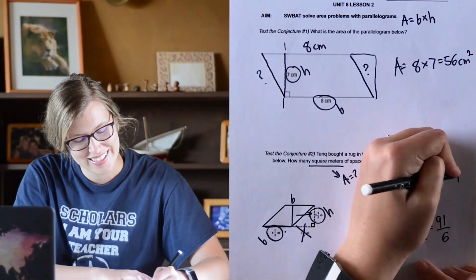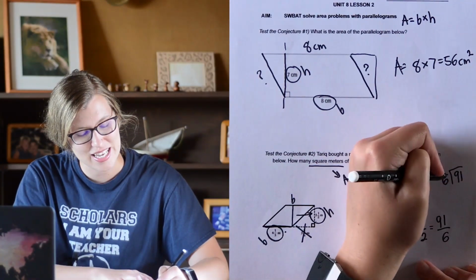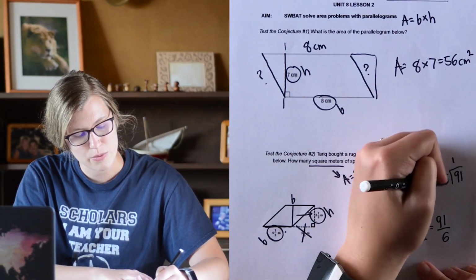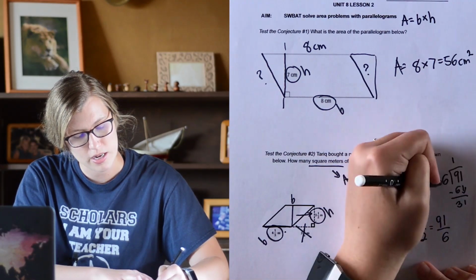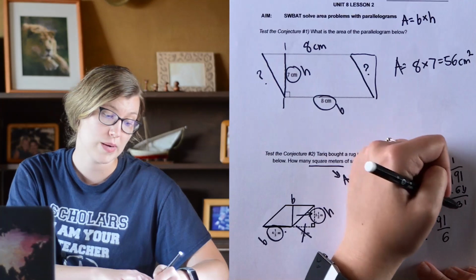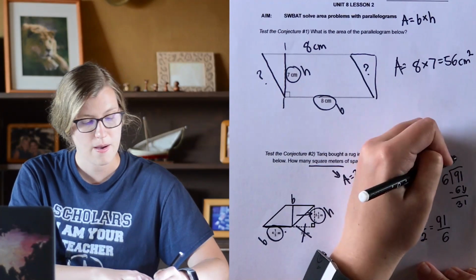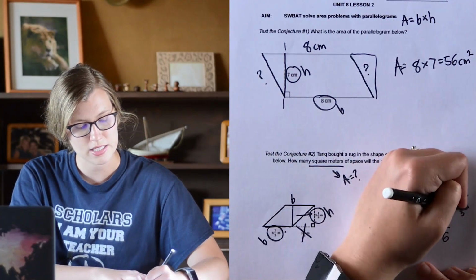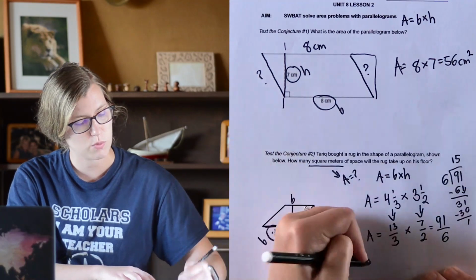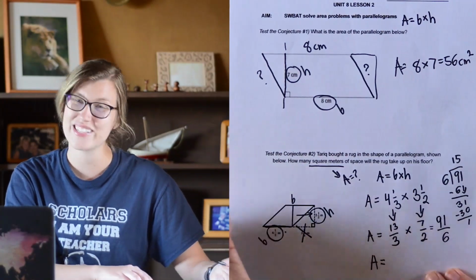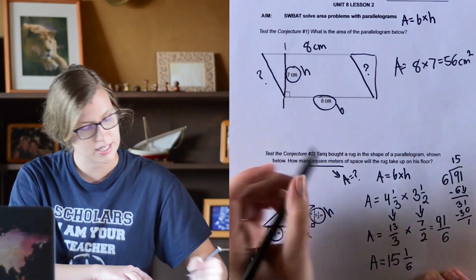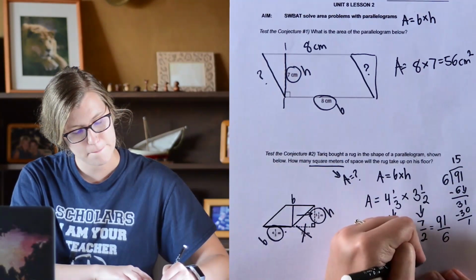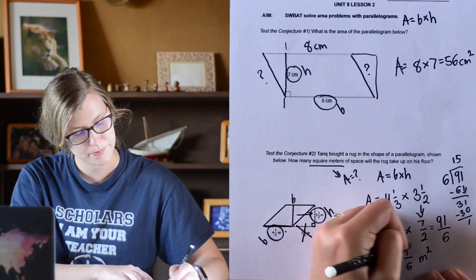Oh well. 91 divided by 6. 6 goes into 9 one time. 6, left with 3, bring down a 1. How many times does 6 go into 31? 5 times, because 5 times 6 is 30, and my remainder is 1. So my area is going to equal 15 and 1/6 meters squared.